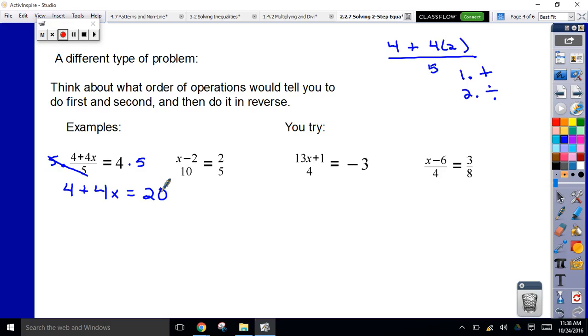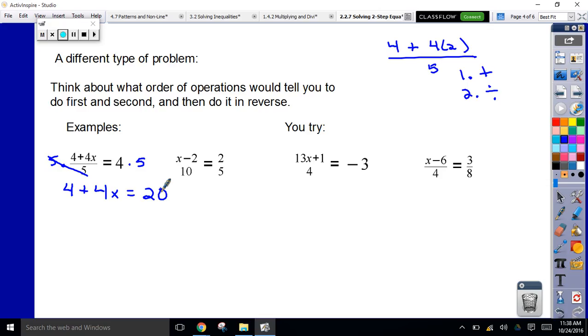Now we have a regular 2-step equation. So this is actually multi-step. It's more than 2 steps. Usually you just have maybe 4 plus x on the top. You wouldn't have the 4x. So we actually have a little more to undo here. Angelina, what would I do now that I've gotten it to this step? What would I do next? It's just a normal 2-step.